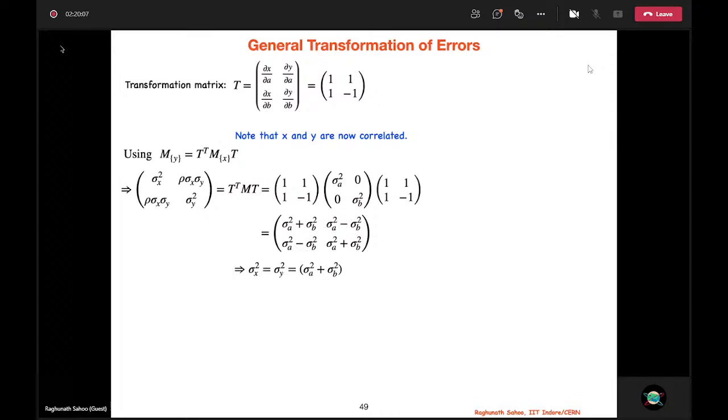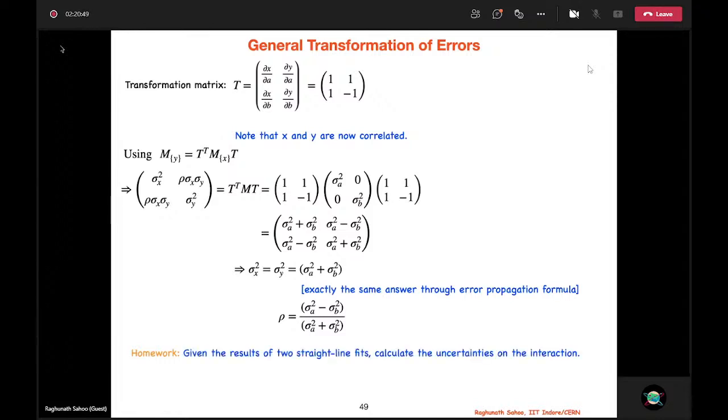Once you put it in and do the calculations, you will find sigma x squared is equal to sigma y squared is equal to sigma A squared plus sigma B squared. This is exactly equivalent to what I was supposed to get from the error propagation formula. Namely, x plus y and x minus y both should give you the same answer, and your rho is this. So as you can see, this basis transformation using the error transformation formula is equivalent, in the generalized form, to what I obtained earlier.